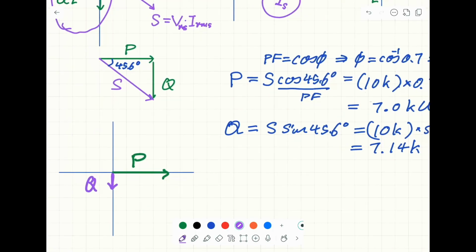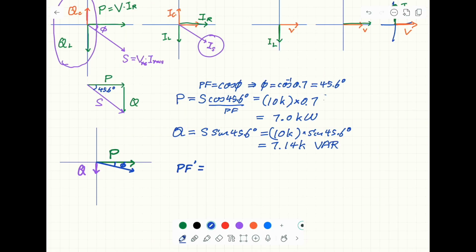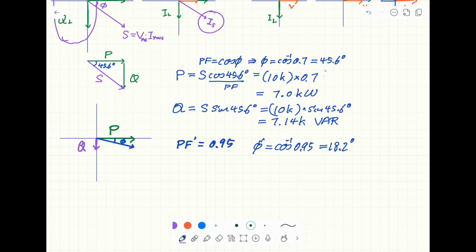And now you have this one here, and this is the new angle. The new power factor is 0.95, and so the new angle is the inverse cosine of 0.95, and it is equal to 18.2 degrees. Remember, the P remains unchanged, which is 7.0 kW.